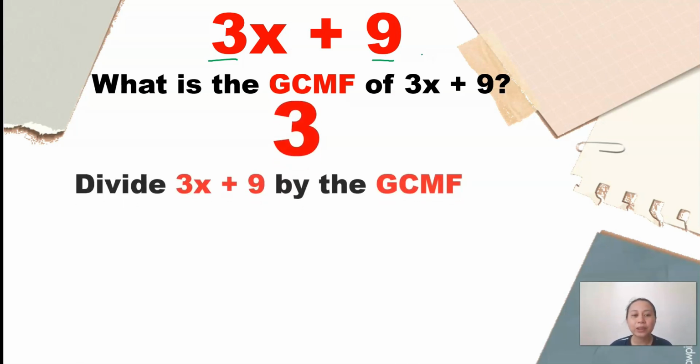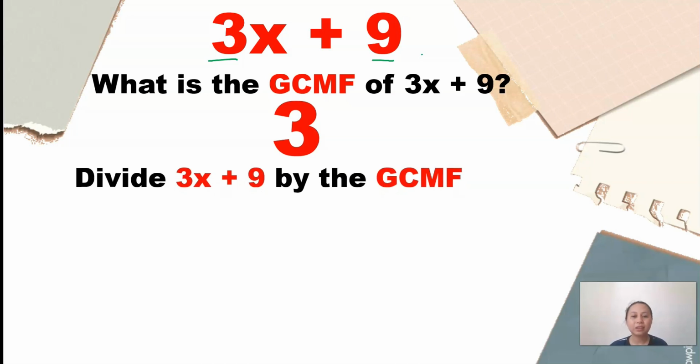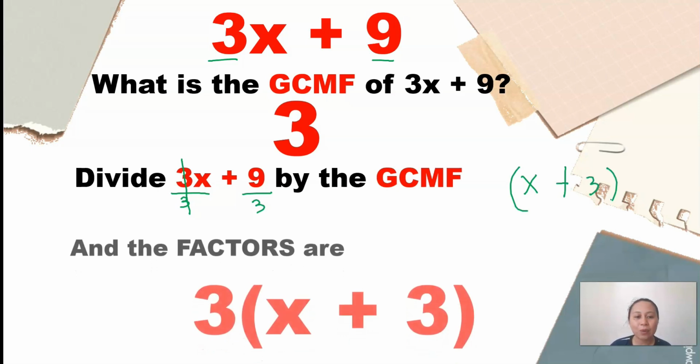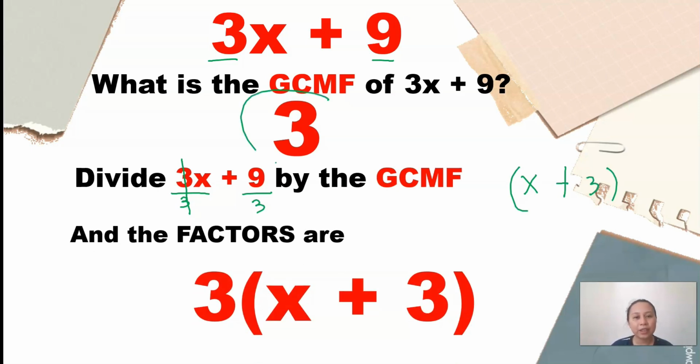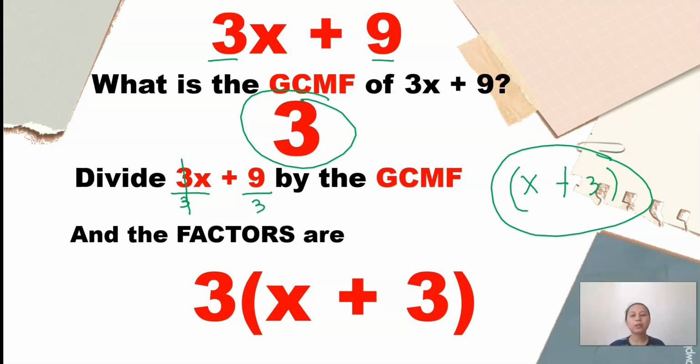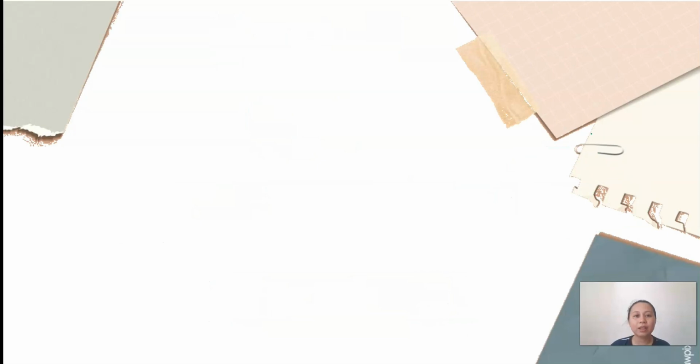Next, we're going to divide 3x plus 9 by the GCMF. So 3x divided by 3 is equal to x, and then 9 divided by 3 is equal to 3. Hence, our factors are 3, the GCMF, and x plus 3, which is the quotient when we divide the polynomial by the GCMF. Let's have another example.